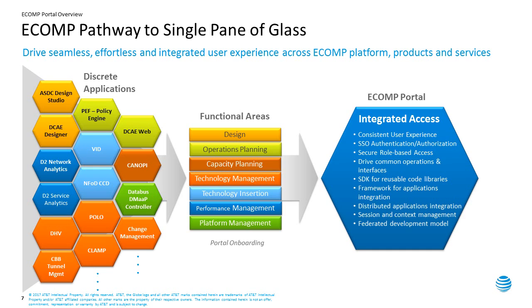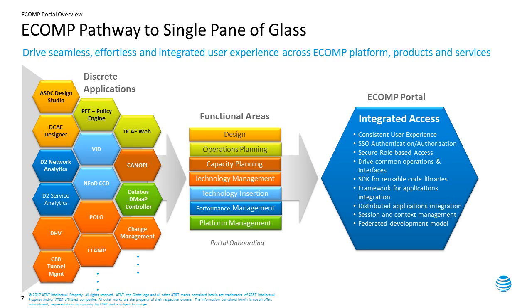The first step is really to take all these discrete applications and map them into functional areas by going through the onboarding process. The high level functional areas that we have defined are design, operations planning, capacity planning, technology management, technology insertion, performance management, and platform management. These will obviously evolve over time as we onboard more applications, more functions, and more features. So these functional areas are really not fixed; they will evolve and change over time.